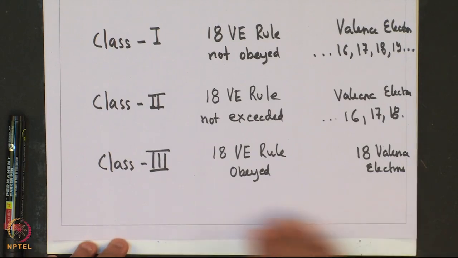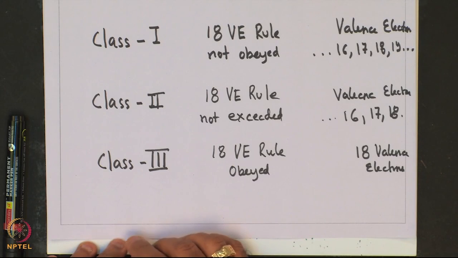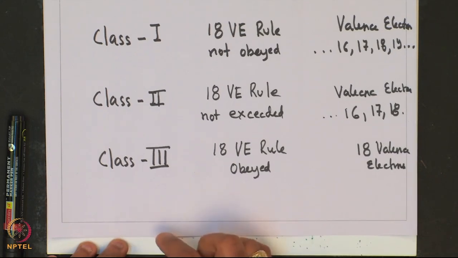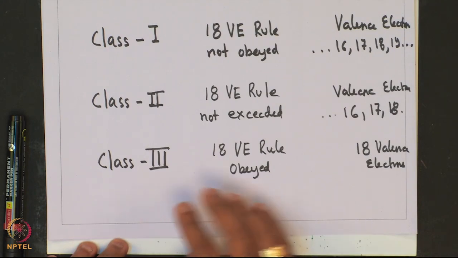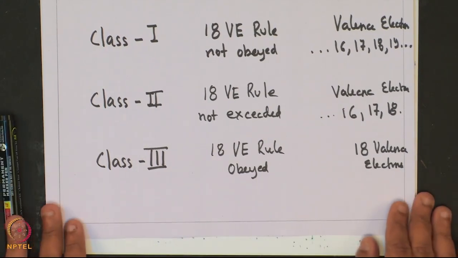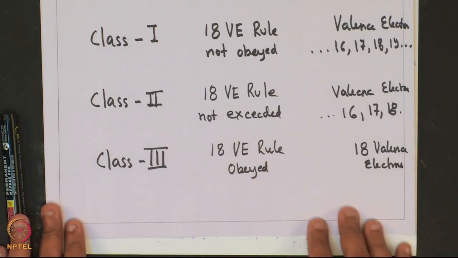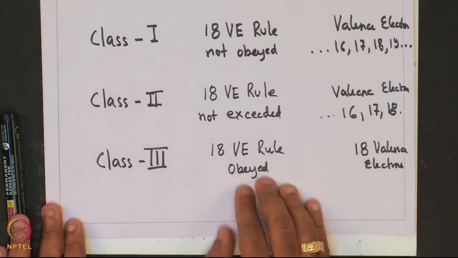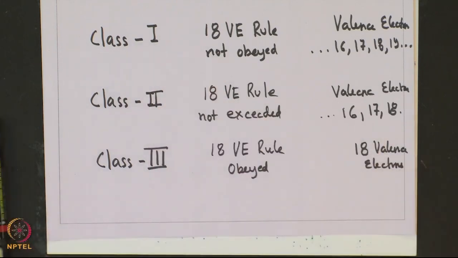What is noteworthy is that our initial belief of 18 valence electrons being the governing rule for transition metal organometallic chemistry is only one subset of the total realm of organometallic compounds. There are two other classes, equally existent, equally varied in their own right and merit, beyond the 18 valence electron rule, and these are classes 2 and 1.